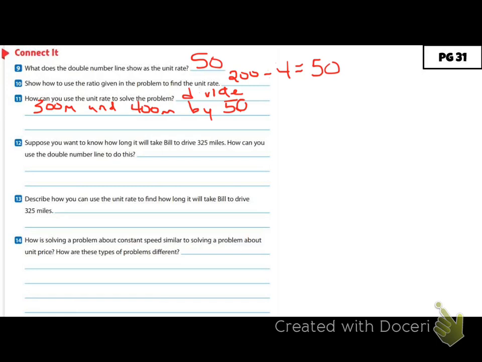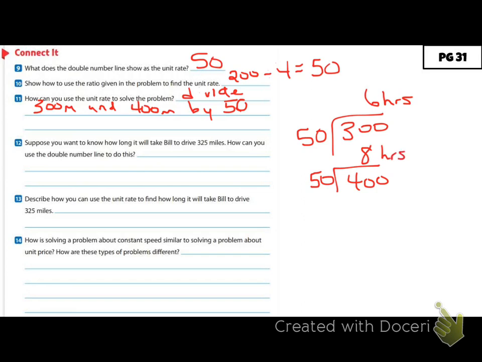So if you do 300 divided by 50, that's going to give you how much? I'll give you a little bit of time to figure it out. Then you also need to do 400 divided by 50 and work that out. And you should get 6 hours, and then on the next one you should get 8 hours. So then put these answers here on 11.